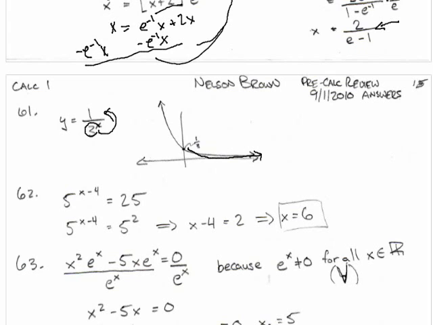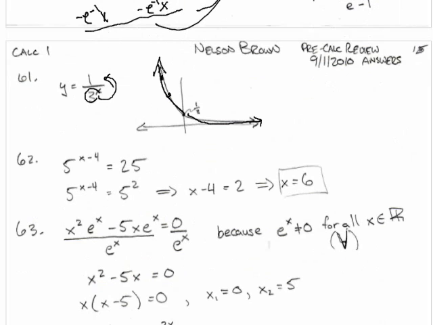Because 3 to the negative 2, or 1 over 3 to the 2, is the same thing as 3 squared. So whatever's in the denominator gets shifted up to what is in the numerator. So then as x gets much smaller, as x gets more negative, our function increases. So that's what it looks like in number 61.